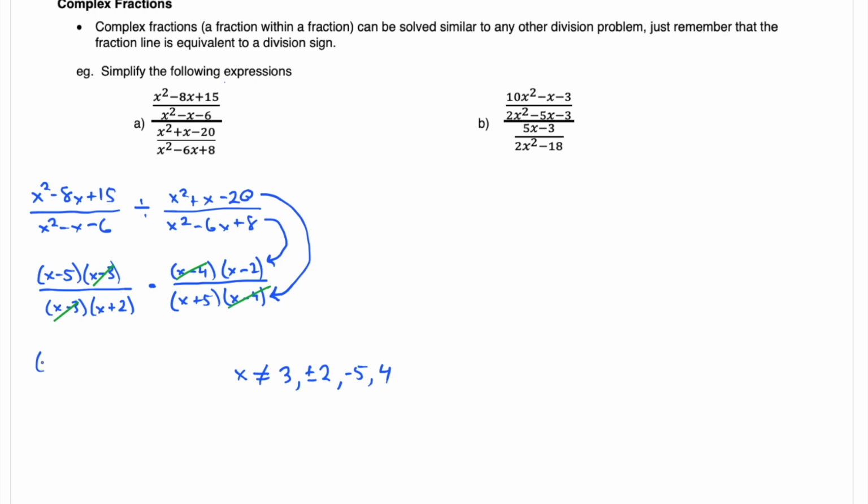And so then I'll be left with x minus 5, x minus 2 in the numerator. And that'll all be divided by x plus 2 and x plus 5 in the denominator. Now, there's no need to multiply these ones out. You certainly could, but I'd recommend just leaving it in that factored form.